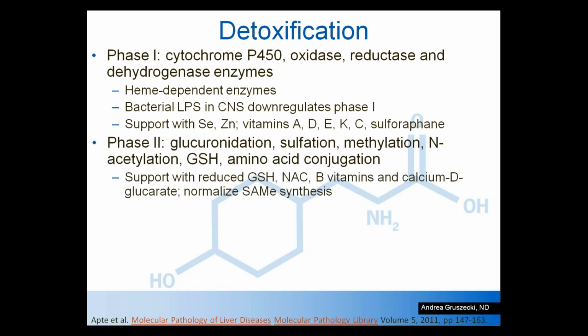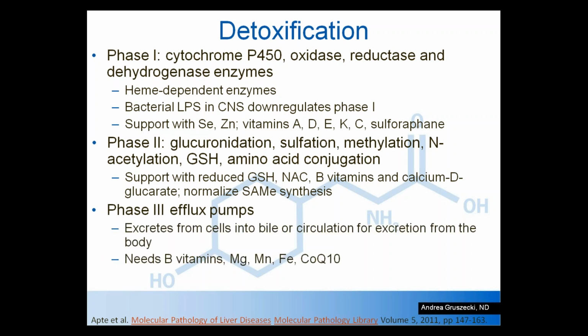Phase 2 detoxification occurs through a variety of different reactions, including glucuronidation, sulfation, methylation, N-acetylation, and conjugation with amino acids or glutathione. Phase 2 conjugations may be inhibited by arsenic, cadmium, lead, mercury, or hexavalent chromium. And we need to remember that there's a third phase to detoxification, as the products of phase 1 and phase 2 must be exported from the cell into circulation for final excretion in the stool or the urine.